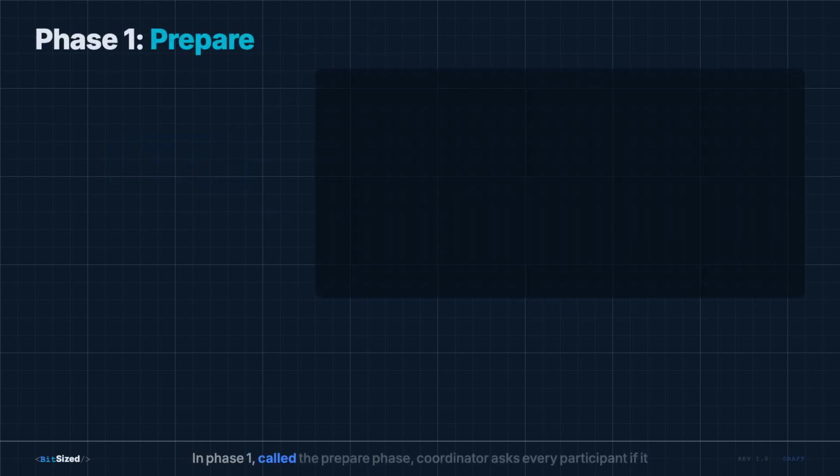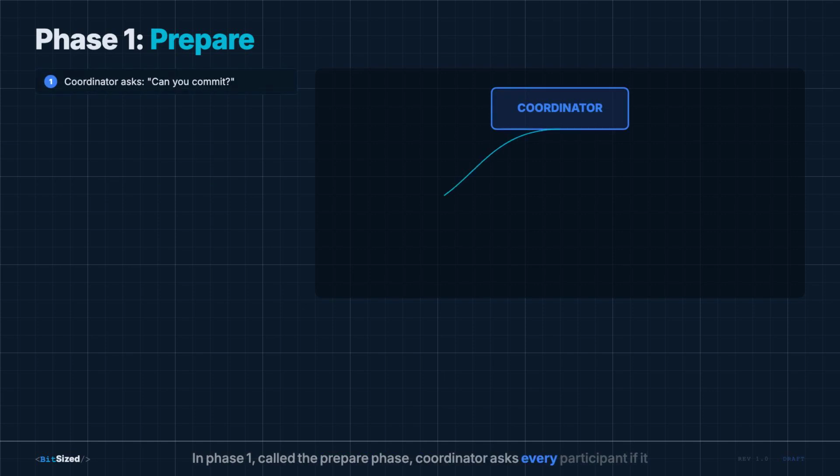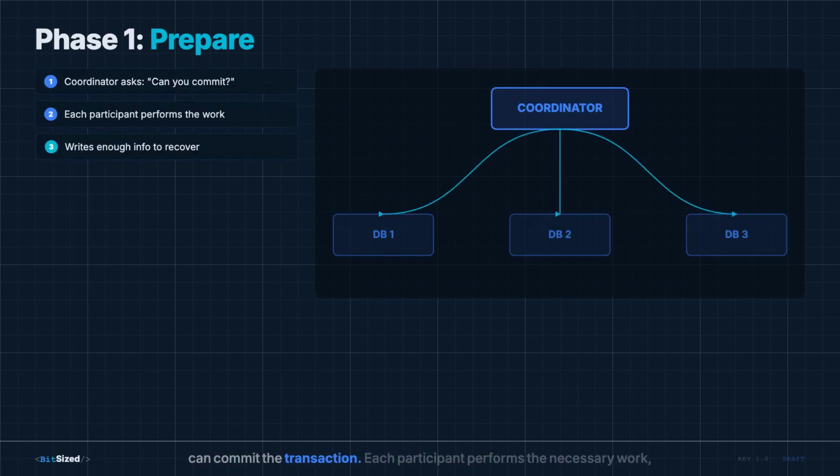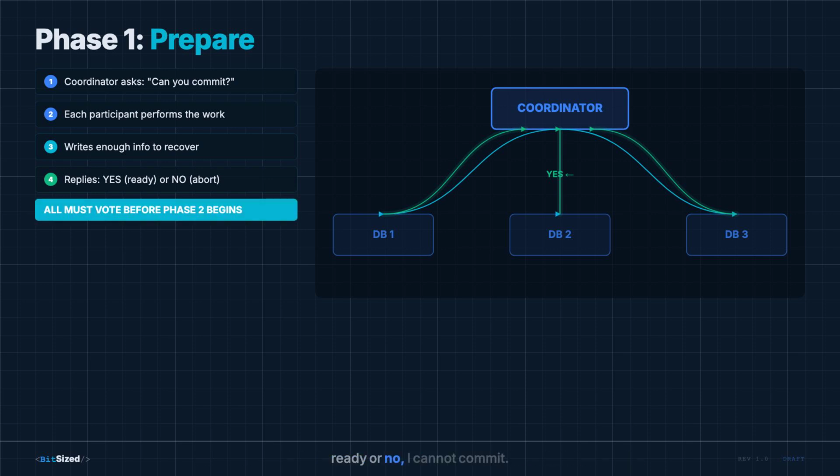In phase 1, called the prepare phase, the coordinator asks every participant if it can commit the transaction. Each participant performs the necessary work, writes enough information to recover later, and replies with either "yes, I'm ready," or "no, I cannot commit."